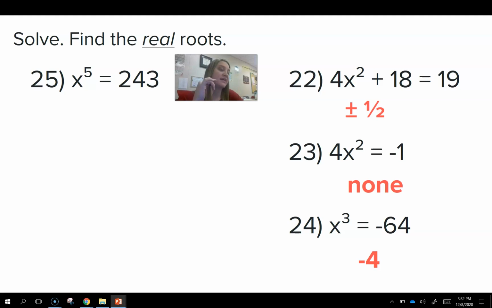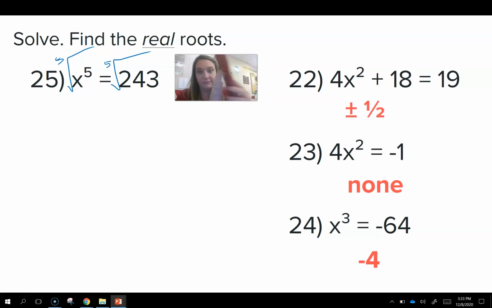25, we have x to the power of 5 equals 243. So again, if a square root undid a square, if a cube root undid the cube, what's going to take away a power of 5? A root of 5. Okay, so we're going to fifth root both sides. We're looking for the same number multiplied by itself 5 times, and it's equal to 243.